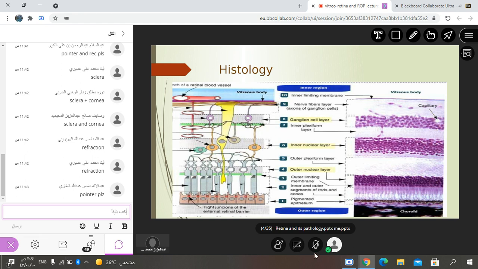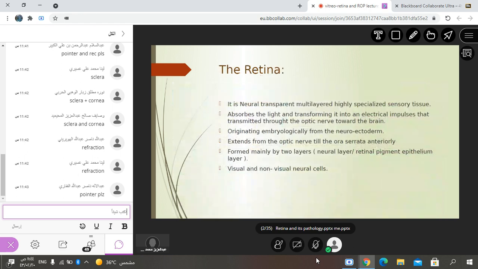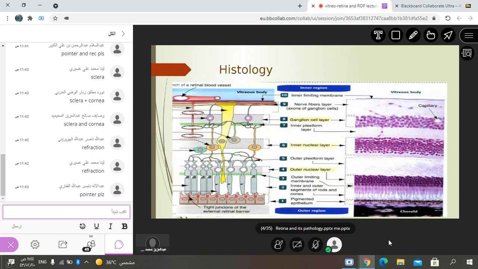So the pigmented epithelium layer and the neural layer. If we go back to the first slide, we said the retina is formed by two main layers, the neural layer and the retinal pigment epithelium. So going back histologically, the neural layer is formed by 9 layers, and then the retinal pigment epithelium.